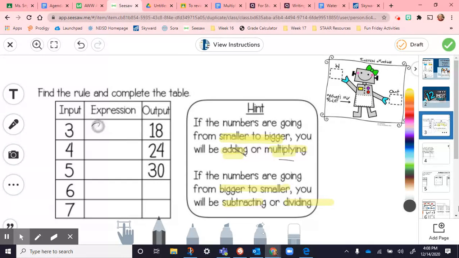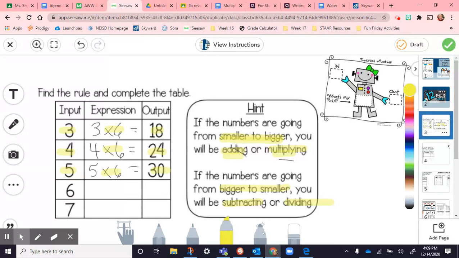So I know that 3 times 6 is 18. And let me try this next one. 4 times 6 is 24. Okay, so this is working out. 5, take my input, multiply it by my rule, times 6. That equals out. So now that I've seen that repeated, that times 6, I'm taking my input and multiplying it by the 6. That is working out to where it's giving me the correct outputs.